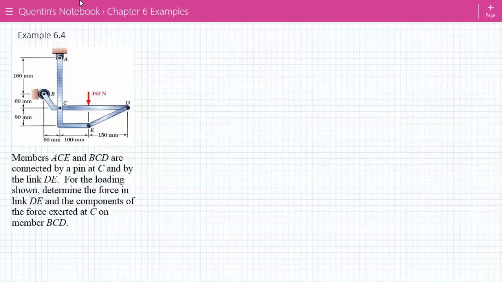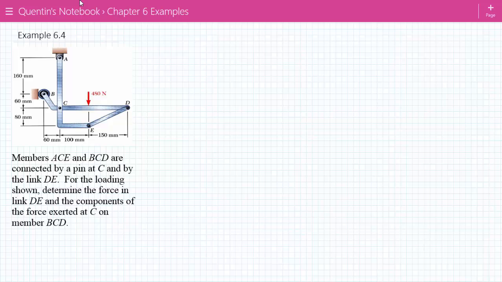Okay, we're looking here at example 6.4. Now we're looking at a frame. It says members ACE and BCD are connected by a pin at C and by the link DE. For the loading shown, determine the force in the link DE and the components of the force exerted at C on the member BCD. Okay, so how do we do this?